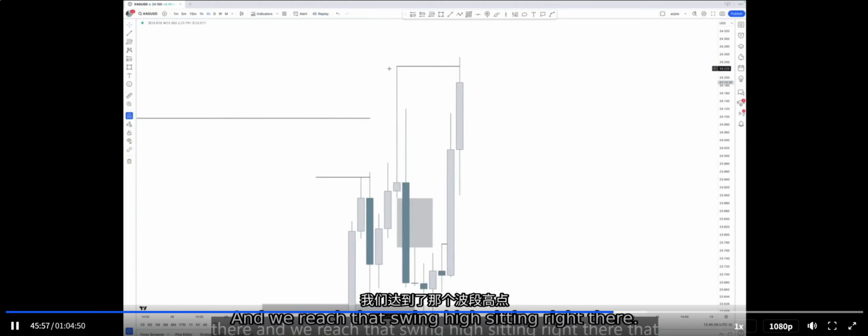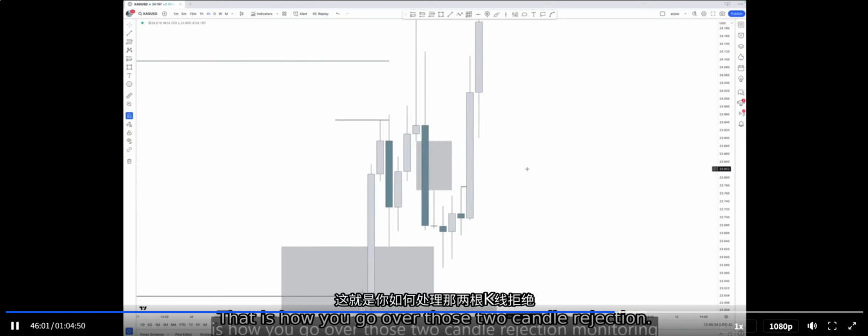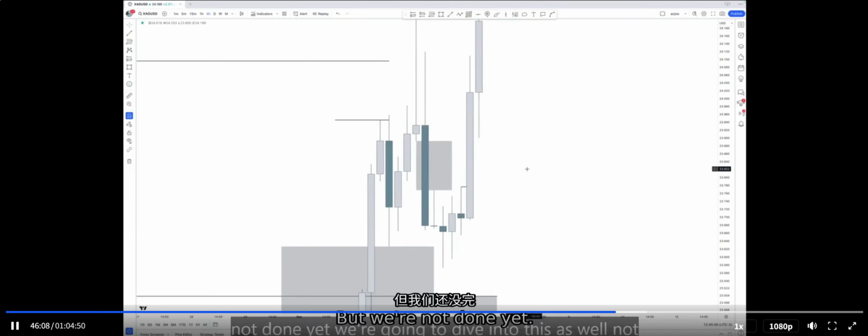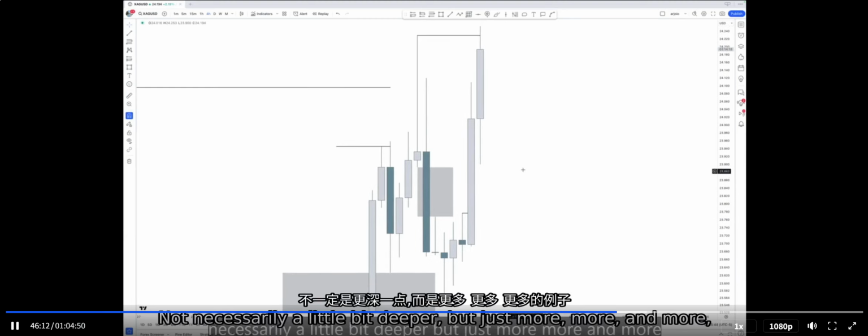And we reach that swing high sitting right there. That is how you go over those 2 candle rejections, monitoring those 2 candle rejections, the respect and disrespect. But we're not done yet. We're going to dive into this as well. Not necessarily a little bit deeper, but just more examples.